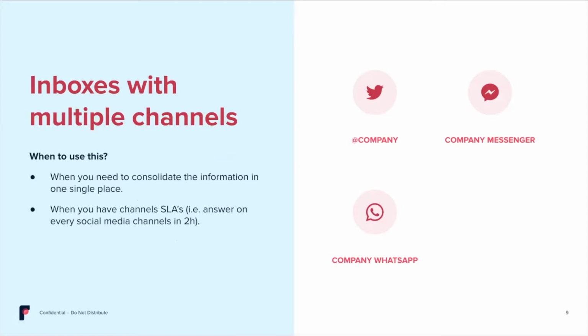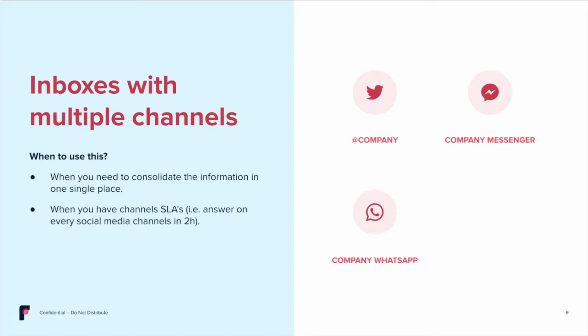Now, some of you might actually want to build inboxes with multiple channels. So basically, you might have 3 email addresses all living inside the same inbox. Or as you can see here from this image, you might have your Twitter, your Facebook Messenger, and your WhatsApp all inside that same inbox. When you want to do this is basically when you need a consolidated place, one single place for all of that information when it's to be handled by the same team.